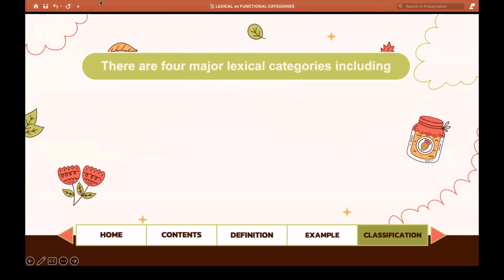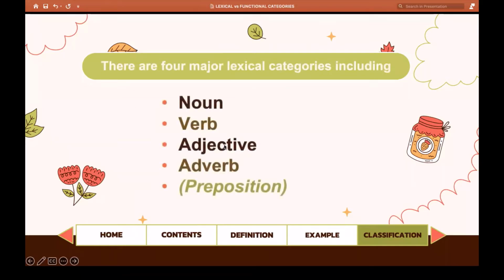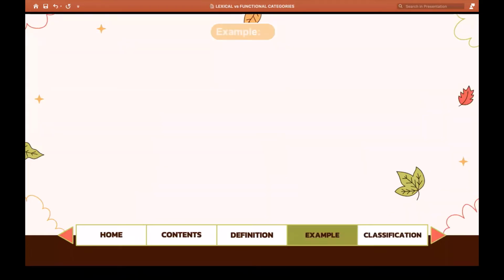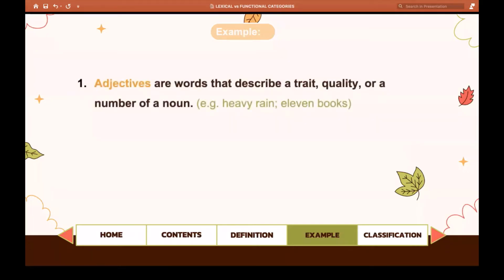As Nhật mentioned above, we can easily find that there are four major lexical categories, including noun, verb, adjective, and adverb, and we will briefly look at prepositions, although these do not have any characteristic grammatical endings. Now, let's look at some examples. The first one is adjectives. Adjectives are words that describe a trait, quality, or number of a noun. For example, heavy rain, 11 books.